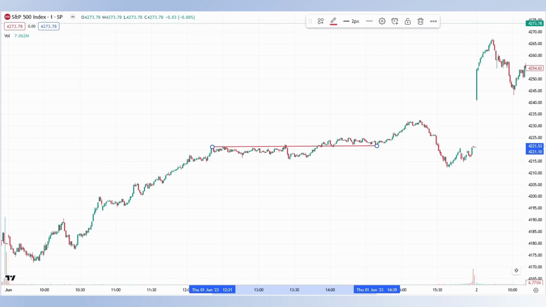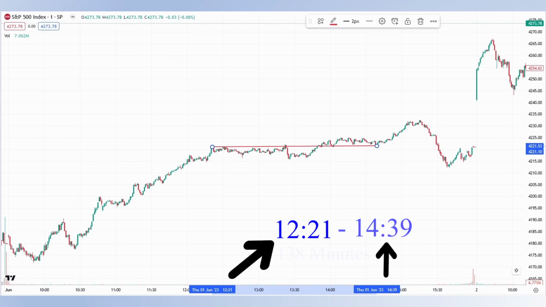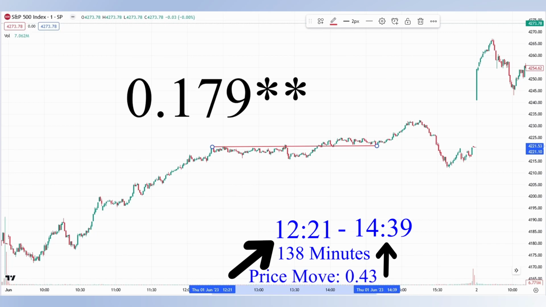Now this one is a sideways move. If you've seen prior videos, I've talked about quantifying the daily moves. And this would be a flat move, even though we hover around that line at several points. It's a flat move, but it's still valid. It's still a move, even though price goes hardly anywhere. 12:21 to 14:39 gives 138 minutes with a price move of 0.43. Gives us an angle of 0.1702.